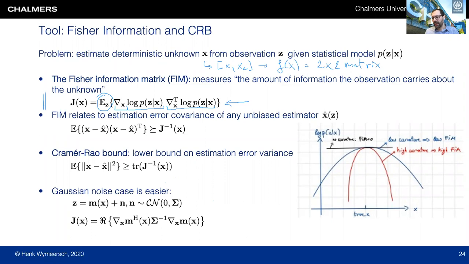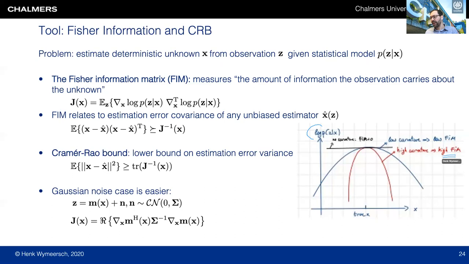One way to understand this, and I'm really sorry about the quality of the figure on the bottom: on the x-axis, I show x. On the y-axis, I show the logarithm of the likelihood function. And I show different cases. There's a case in red, and for the case in red, I write that it has high curvature. So the likelihood function is very peaky, which means that when you estimate x, you'll have a very accurate estimate. That means you have high Fisher information.